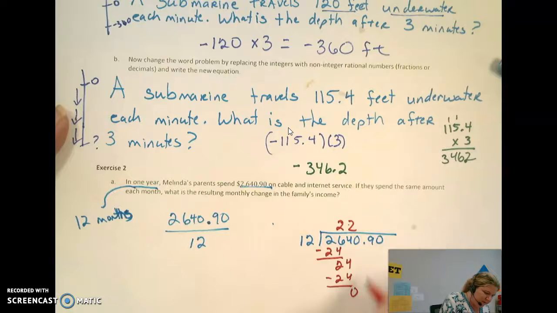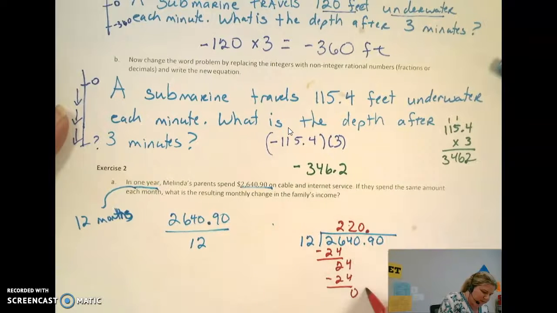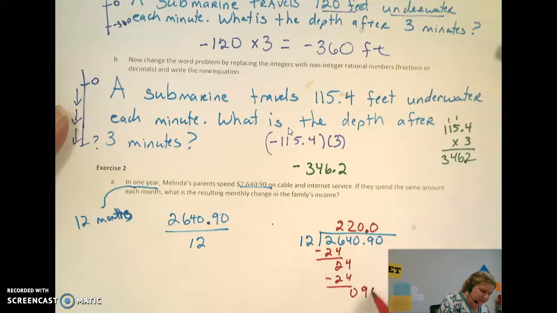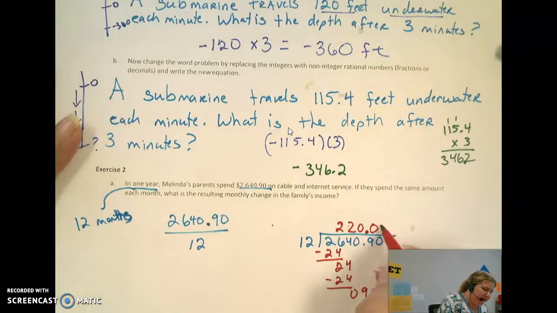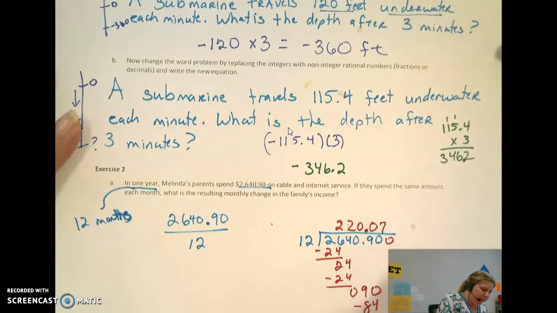2 times 12 is 24. Okay, we've done a 0, 0 times. We've done a 9, 0 times 0. 12 into 90. I'm thinking 12 times 7 is 84. Bring that down. And that's 5.